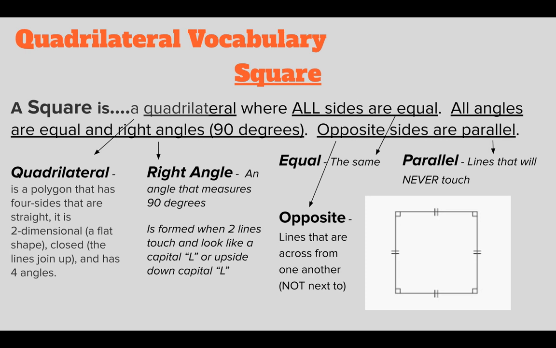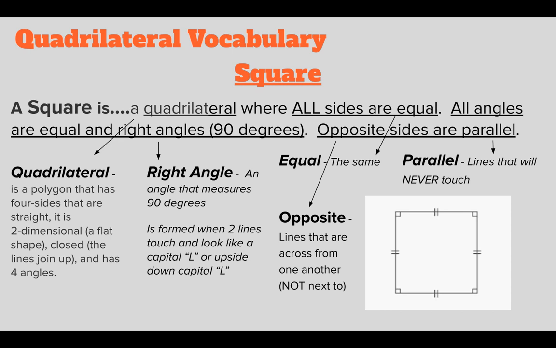A square. A square is a quadrilateral where all sides are equal. All angles are equal and right angles, 90 degrees, and opposite sides are parallel. So again, look at this very carefully. Go one by one and check off the boxes. Is it a quadrilateral? Yes. Are all sides equal? Yes. Are all angles equal and right angles, meaning 90 degrees? Yes. And are opposite sides parallel, which means they will not touch? Yes. So that is a square.